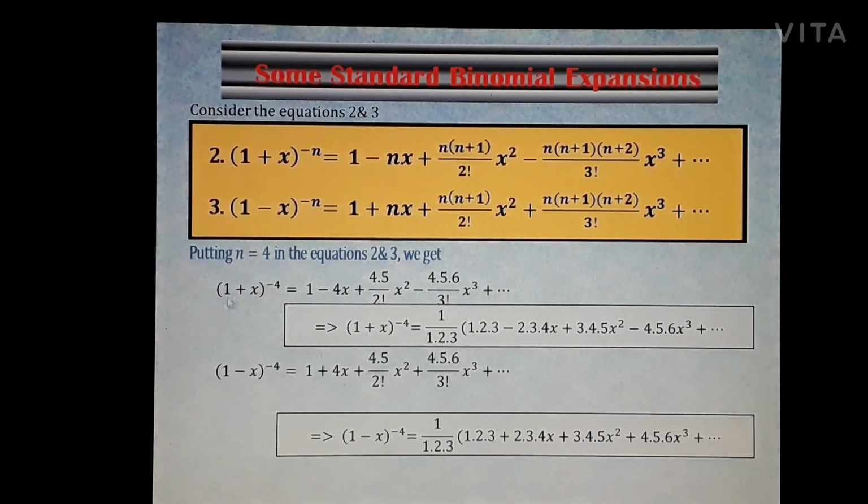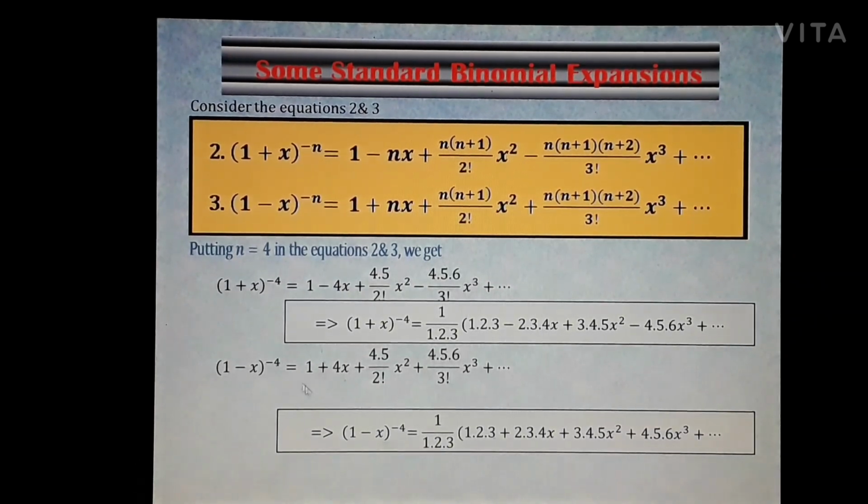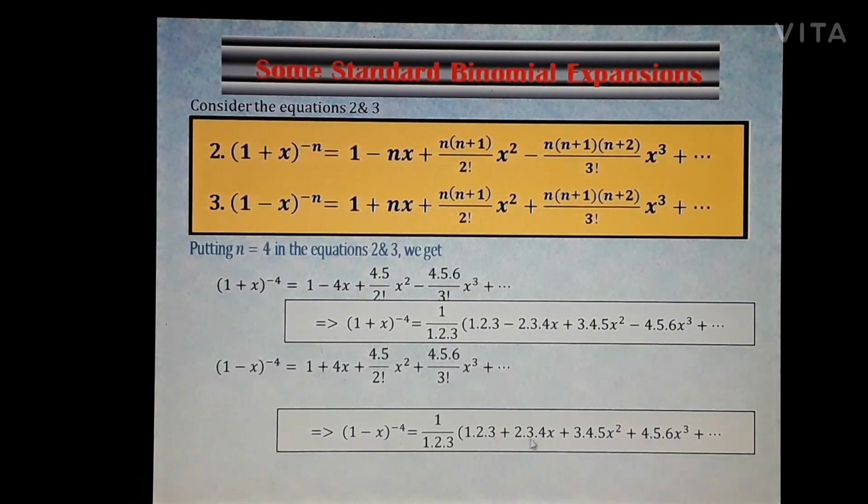Then for the third expansion, we are putting n is equal to 4 again. So we are getting just this one, 1 + 4x + etc. Again we are rearranging this expansion like 1/(1 into 2 into 3) into (1 into 2 into 3 + 2 into 3 into 4x + etc.).